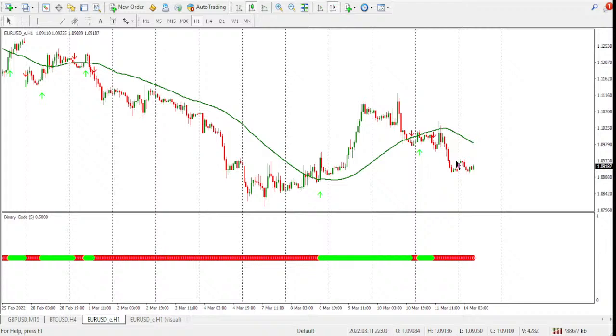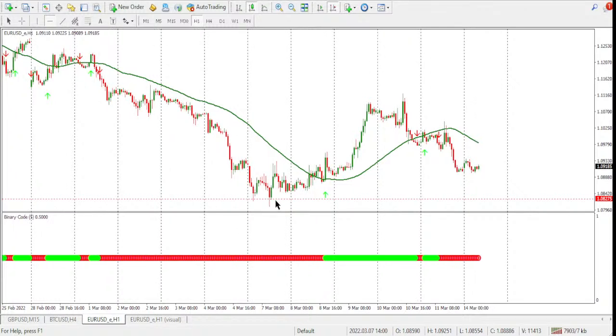We are expecting sellers to continue to push price down after this signal showed up. We are expecting more sell positions. We expect price to continue to sell off at least up to this level here. This is 1.08316. So the price needs to continue down.